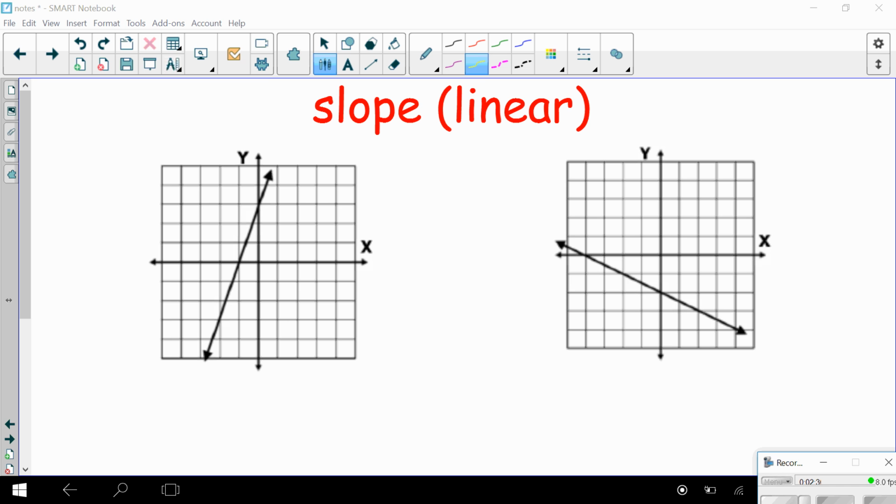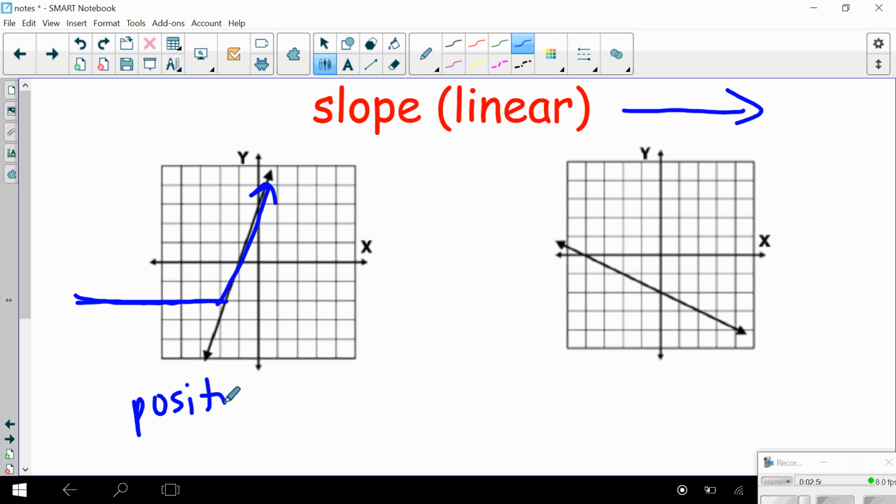We need to be able to identify the slope of a linear function. We always go left to right when we're trying to find the slope. As I go left to right, my graph hits right here. My blue line hits my graph right here and it goes up. Going up means it has a positive slope. A linear function with a positive slope will have the form of the equation y equals x.